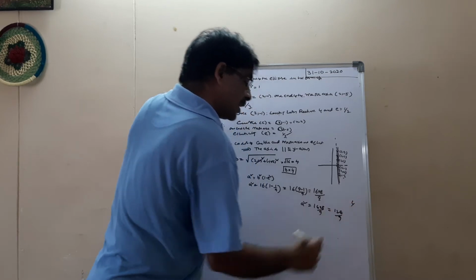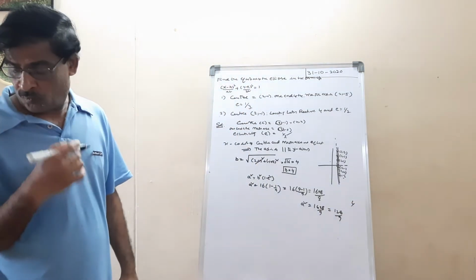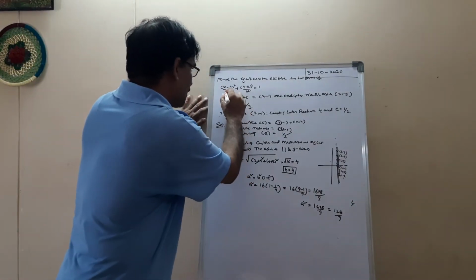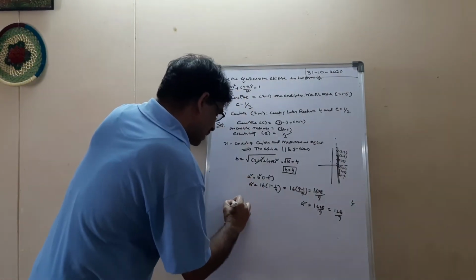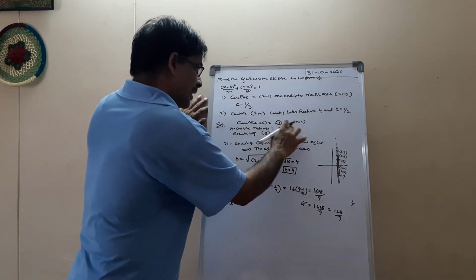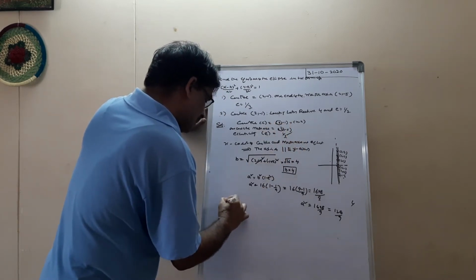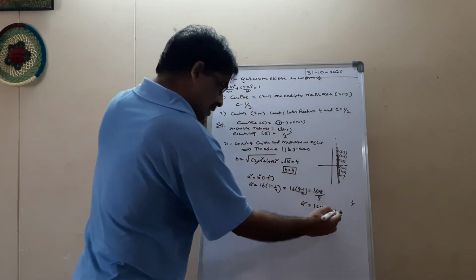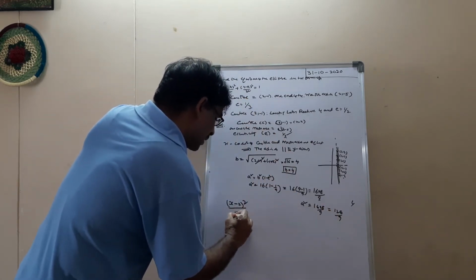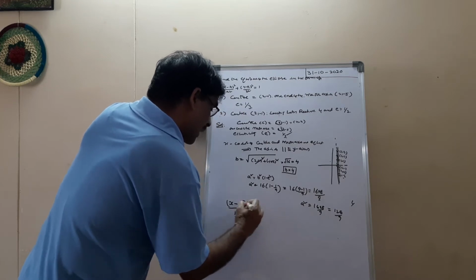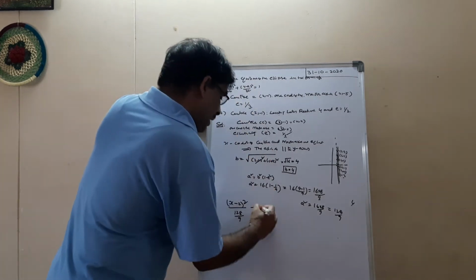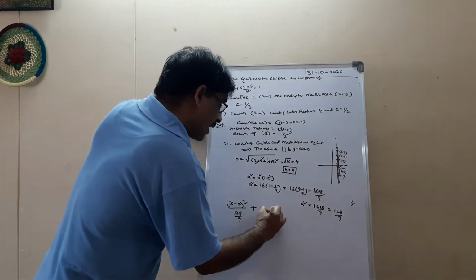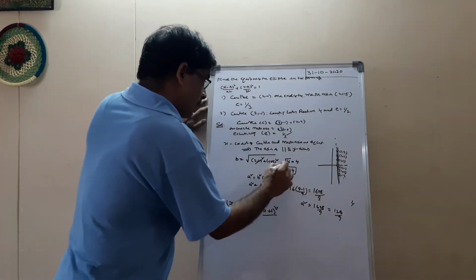128 by 4, a square. So, what is our standard form? Here, x minus h. Our h is 2. (x minus 2) whole square by a square. A square means 128 by 9, plus (y minus k). Our k is equal to minus 1. So, (y plus 1) whole square by b square.